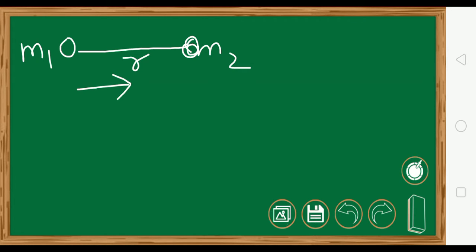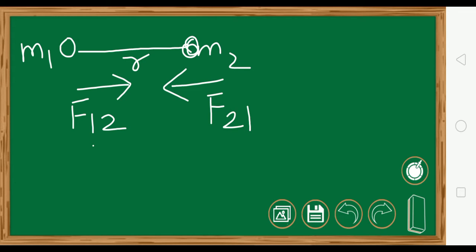Again, come to the same. This is a body of mass m1, this is a body of mass m2, and both are situated at a distance r. Now m1 is exerting a force on m2, and m2 is also exerting a force on m1. The force exerted by m1 will be known as F12, force of m1 on m2, and the force exerted by m2 on m1 will be F21, force of 2 on 1. So this is how we represent the force.